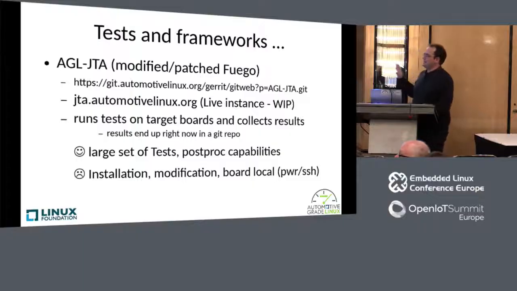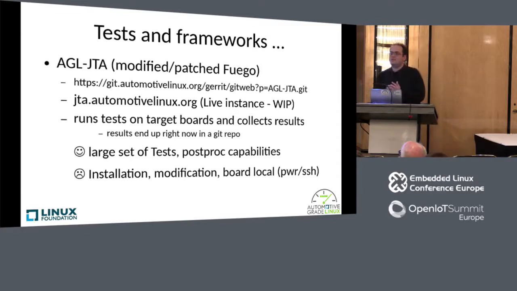One assumption is that the board is close to the Jenkins. Basically, Jenkins wants SSH access to the board, and Jenkins needs to be able to power the board on and off. So that means, well, right now there are two sides of the story.